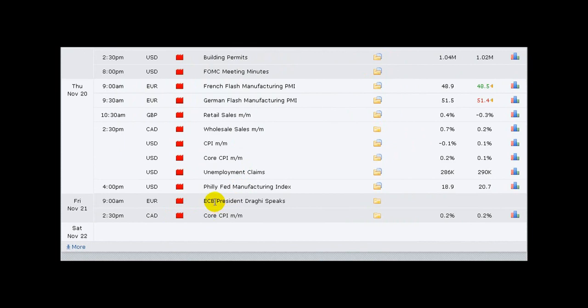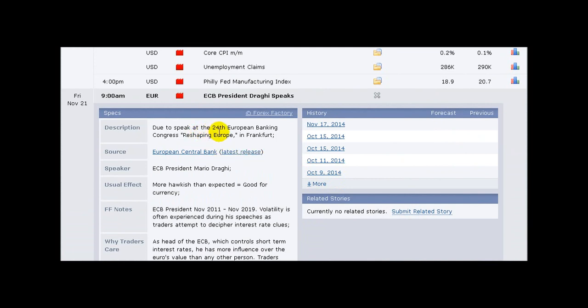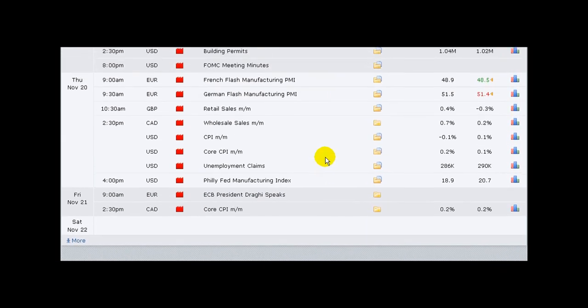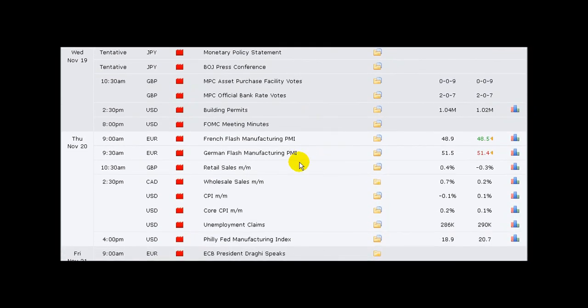On Friday, Mr. Draghi is also talking again, this time at 9 o'clock in the morning, but this time he's at the 24th European Banking Congress Reshaping Europe in Frankfurt. So that may not be as hard hitting as the Monday talk when he's talking in Brussels. So a few events to be careful of this week in the news. So that's it for this week's daily price action levels and a quick look at the news.